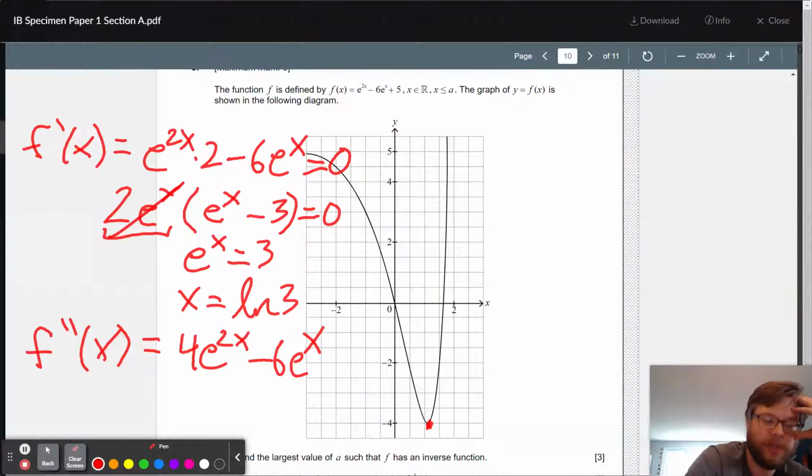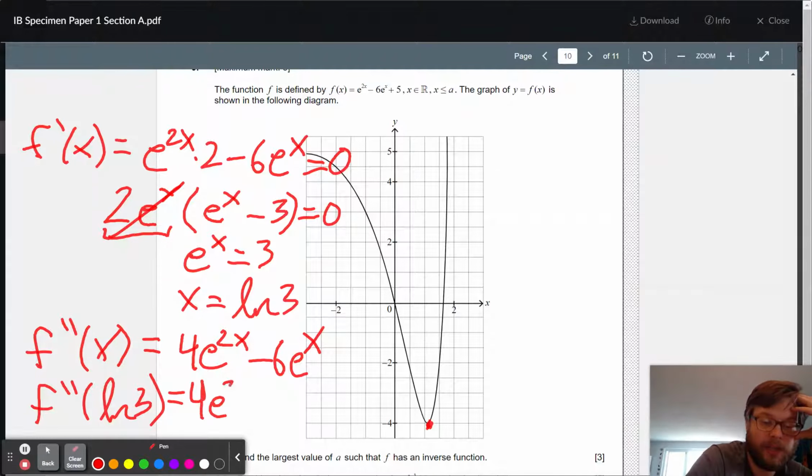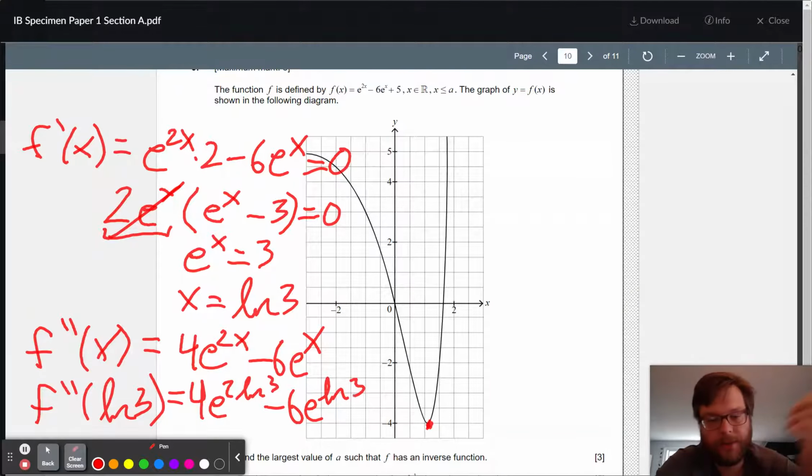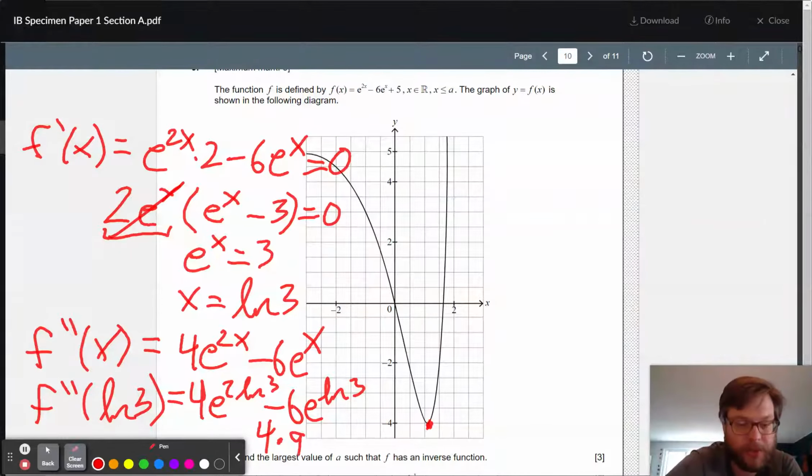And so then if you substituted f double prime of the natural log of 3, you have 4e to the 2 natural log of 3 minus 6e to the natural log of 3. And what's really nice is, of course, you're working with e here. And so e and natural log cancel out. And so you really have 4 times 9, because it was 2 natural log of 3. So you square the value, and 6 times 3.